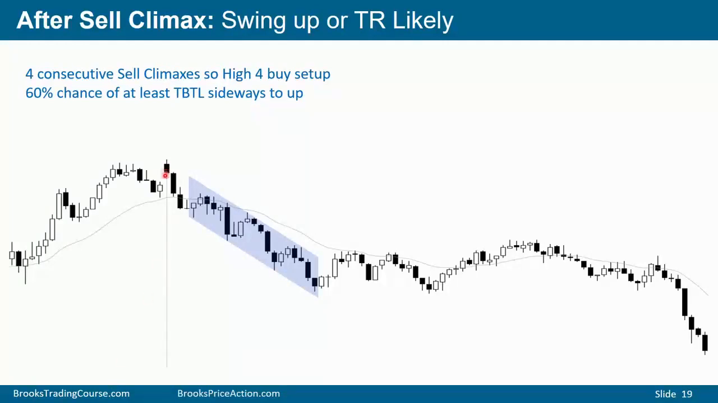Four consecutive sell climaxes. Every trend bar, every series of trend bars is a breakout and a climax. This is a sell climax, a sell climax, sell climax, sell climax. Very tight bear channel, and therefore each reversal up probably will be minor.